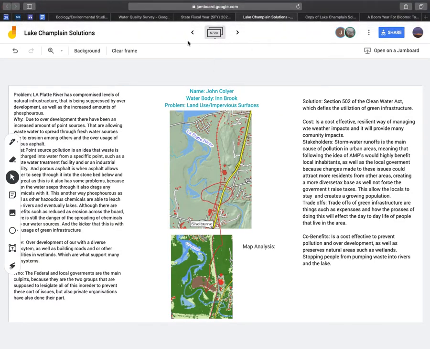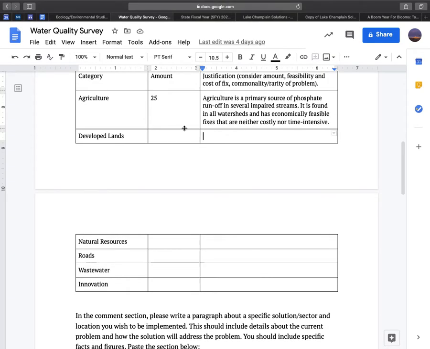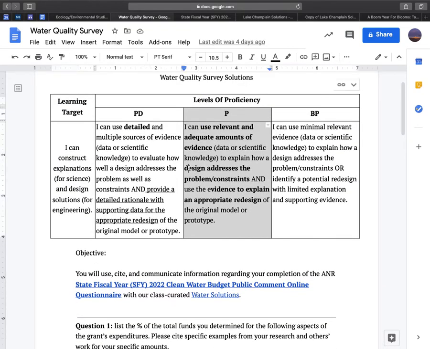I want you, on your water quality survey document, to really just give me a justification in terms of why you're considering that amount, what's the feasibility, the cost of the fix, or maybe the commonality. So I'd like to see some evidence and some data in each of these boxes, thinking about the problem, thinking about the costs, thinking about how common or rare the problem is, and maybe the feasibility as well. There's no right or wrong answer. I'm just seeing how you're addressing this problem. And I'm really wanting you to think about evidence to explain your appropriate response to Lake Champlain's problem.